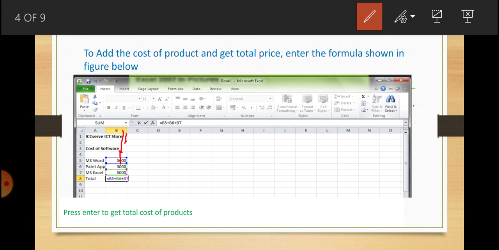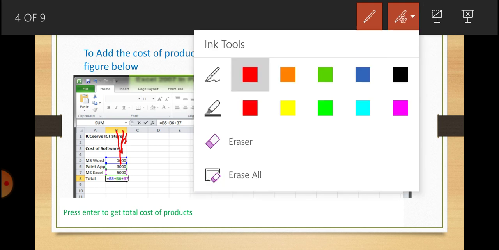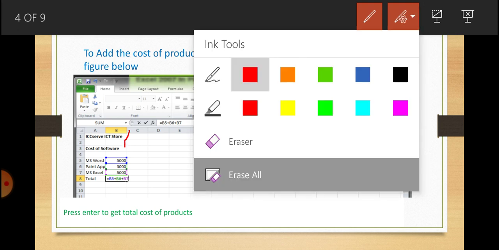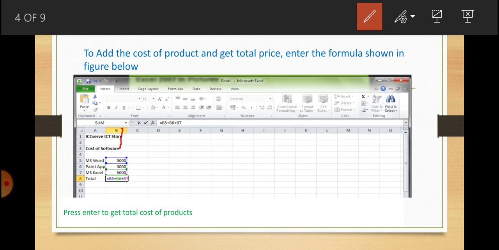I'll do the same thing. This is B1. Let me clear this so we can see clearly. This is B1, B2, oh sorry, that's C. Let me erase this and do it again: B1, B2, B3, B4, B5, B6.